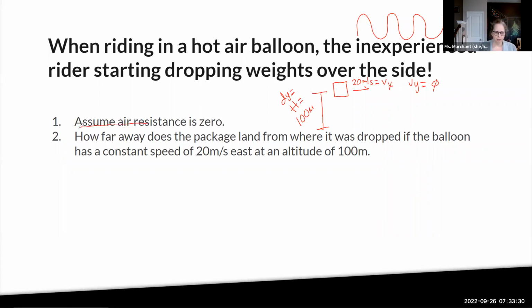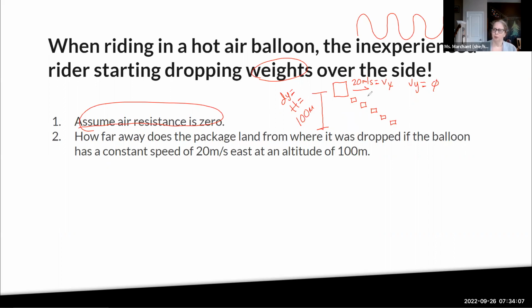And do you want to get in the habit of writing, assume air resistance is 0? Yes, if you're going to end up going into physics or engineering, those are the things that you're going to have to say each and every time. So just get in the habit of putting it on your drawing. How far away does the package land from where it was dropped off? So the package is those little weights. And if it's dropped over the side, I don't care if you draw this picture with it going down like a staircase or going straight down, I just want to make sure you have it somewhere so that we can describe what's going on.